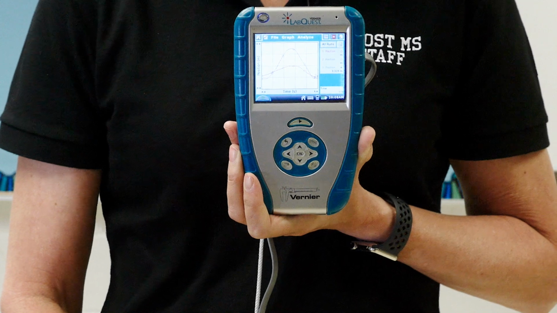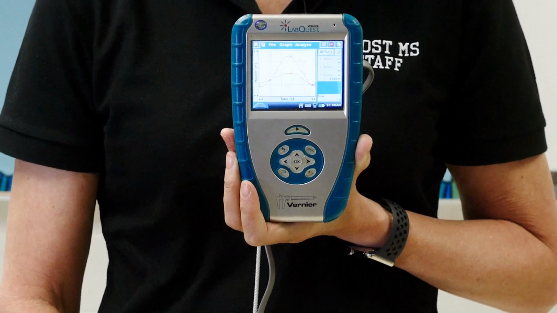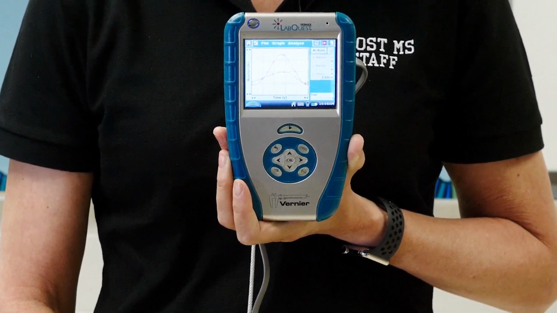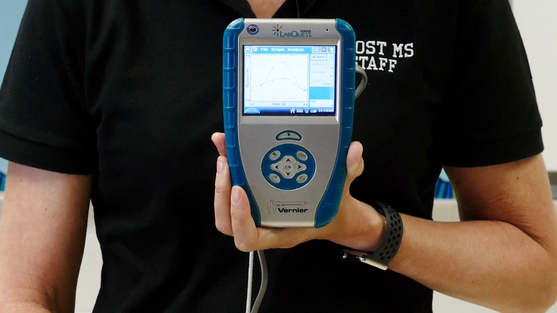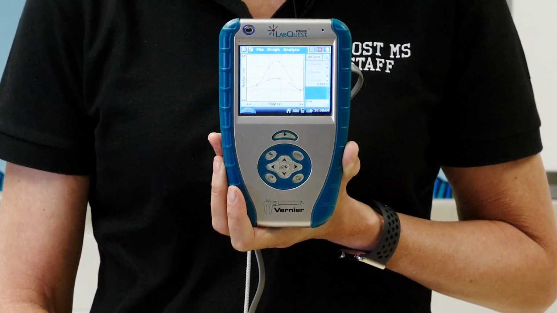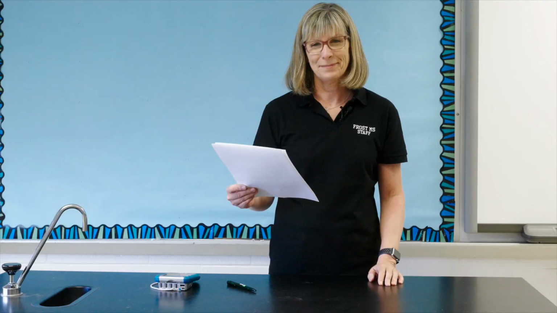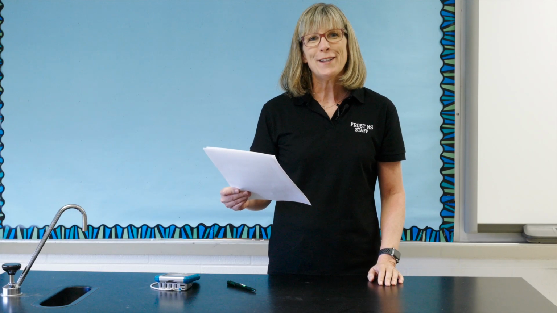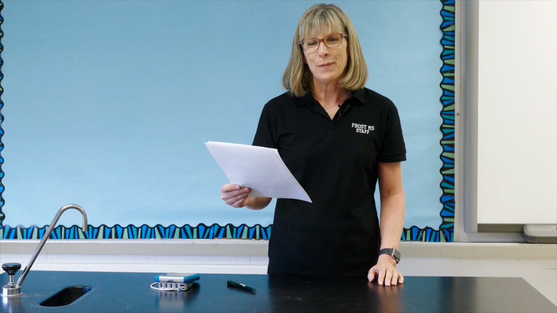Here are both tracings on the same graph. The red is the tracing of the slower motion and the purple is the tracing of the faster motion. Move on to the data table in slide 4.